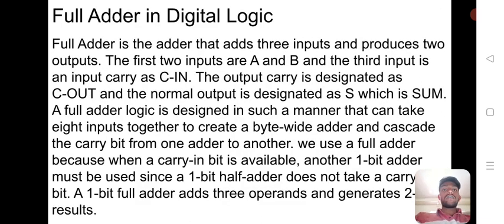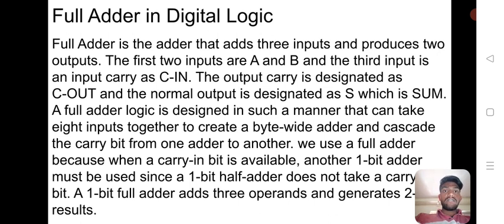Full adder in digital logic. A full adder is the adder that adds 3 inputs and produces 2 outputs. The first 2 inputs are A and B, and the third input is an input carry as C in. The output carry is designated by C out, and the normal output is designated as S, which is sum. A full adder logic is designed in such a manner that it can take 8 inputs together to create a byte-wide adder and cascade the carry bit from one adder to another.